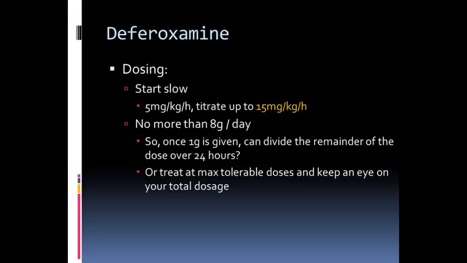Generally it's limited to 8 grams a day. There are a couple of different ways to do it, and some people will give 1 gram and then stop the fast infusion and divide the other 7 grams over 24 hours. I prefer to titrate up very quickly to a point that's not causing hypotension, and infuse as much as we can early on in order to chelate as much iron as we can.